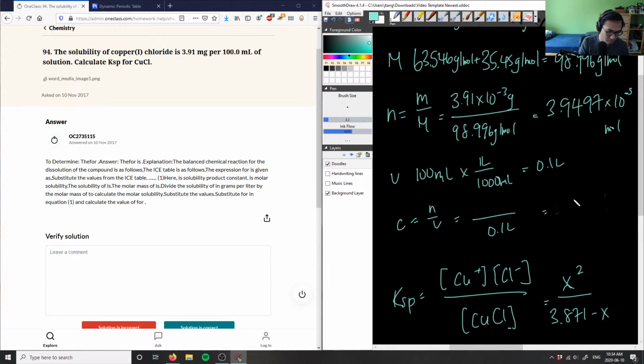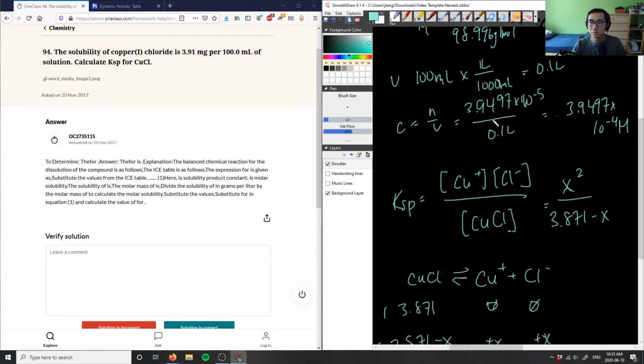Let's look at that. So it would be, again, 3.9497 times 10 to the negative 5. And this one would give us, let me divide this by 0.1. So I get 3.9497 times 10 to the negative 4. This is in molarity now. And what we can do, we can actually solve for this problem. So let's solve for this problem here.